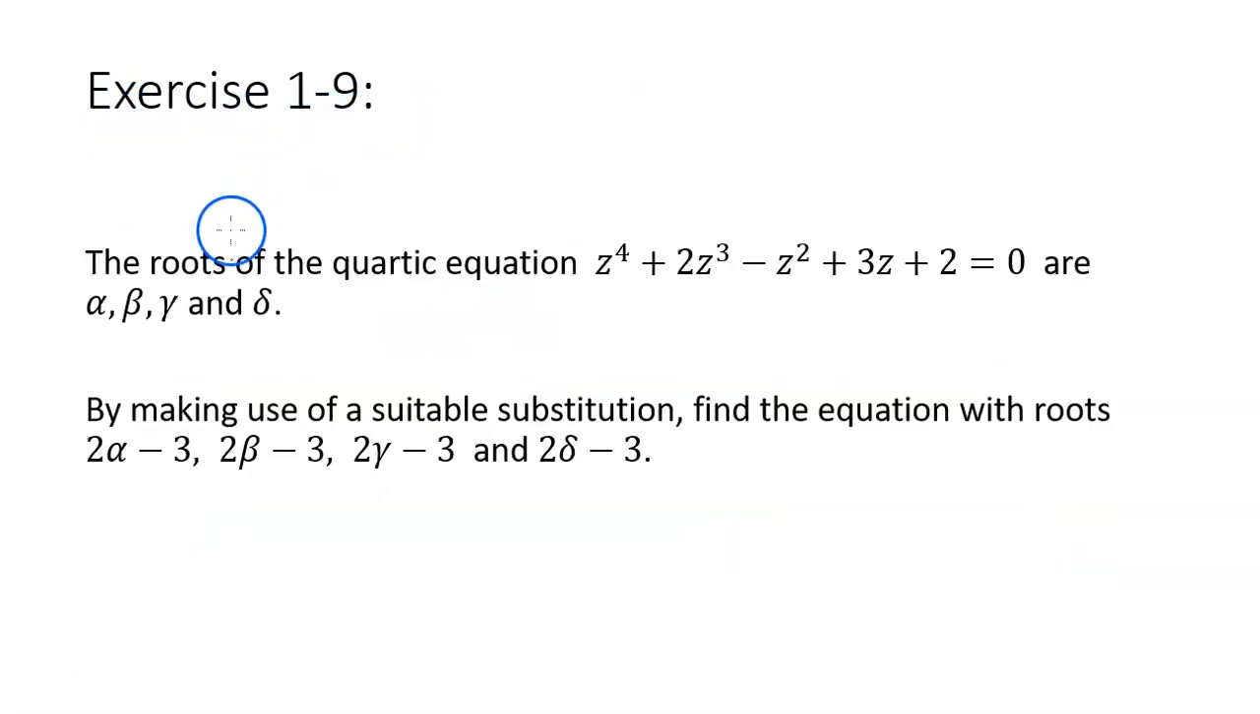Exercise 1.9. The roots of the quartic equation, quartic means to the power of 4. Quarter, 1/4. So quart means 4. Anyway, the quartic equation, z to the power of 4 plus 2z cubed minus z squared plus 3z plus 2 equals 0, are alpha, beta, gamma, and delta. By making use of a suitable substitution, find the equation with roots 2 alpha minus 3, 2 beta minus 3, 2 gamma minus 3, 2 delta minus 3.